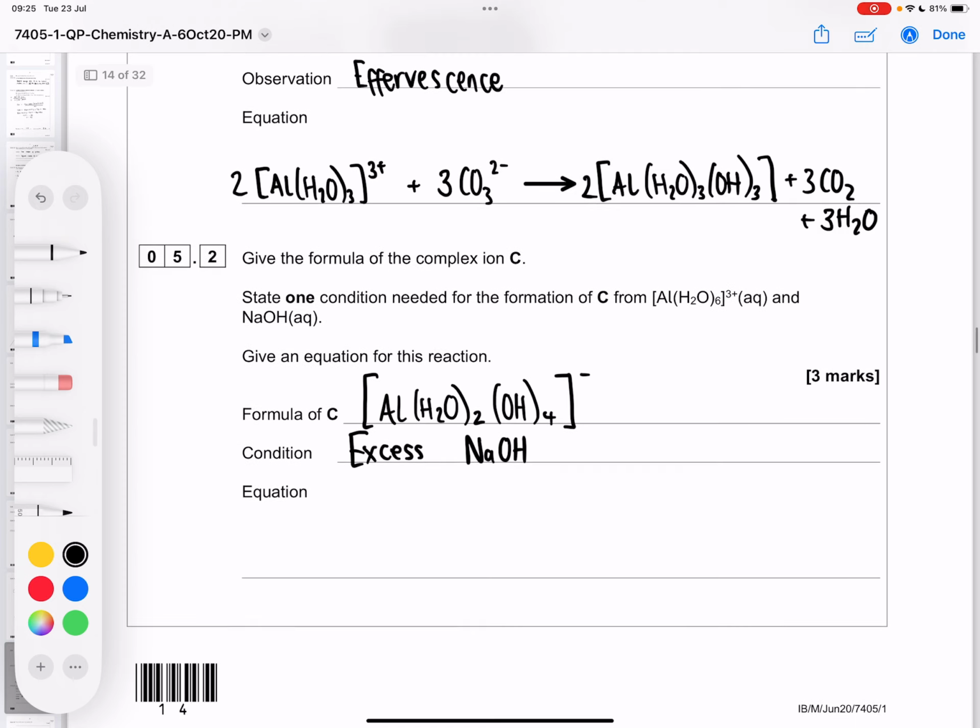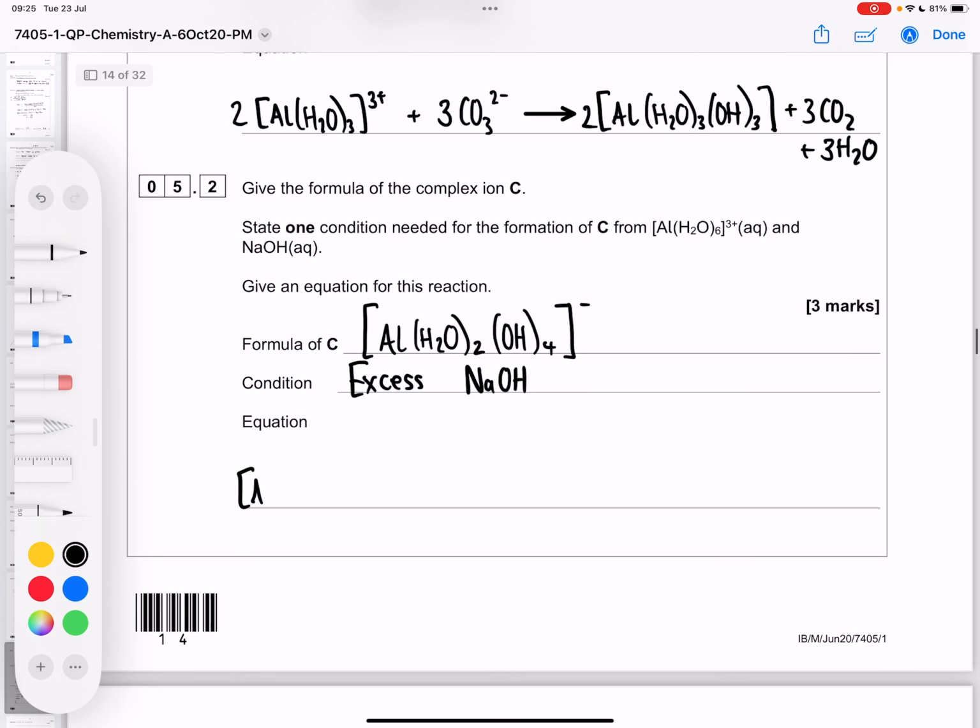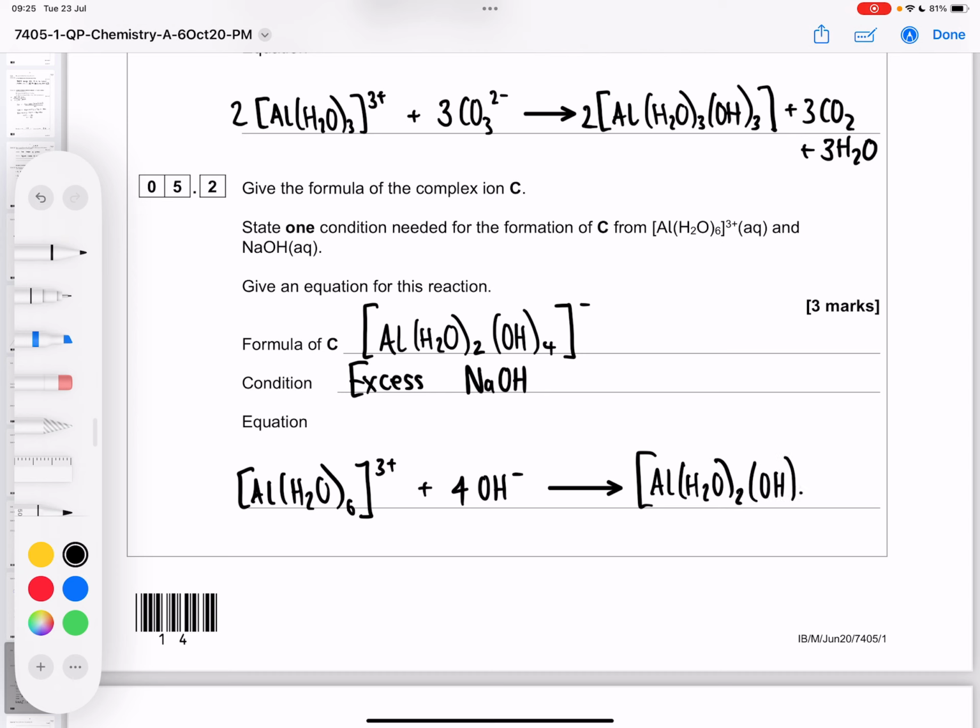And then if we were to give an equation starting from the hexa-aqua, we can see that we're going to need 4 OH minuses to remove 4 protons from 4 separate water molecules to leave us with 2 waters, 4 OHs and the minus, and we've made 4 waters by removing protons.